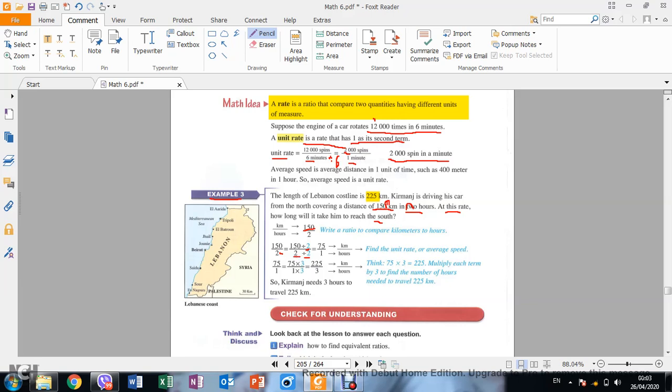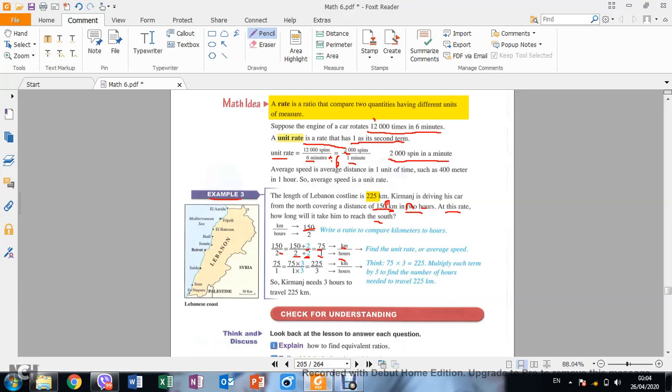So 2 divided by 2 is 1, and 150 divided by 2 is 75. The unit of 150 is kilometers, so 75 kilometers over 1 hour.